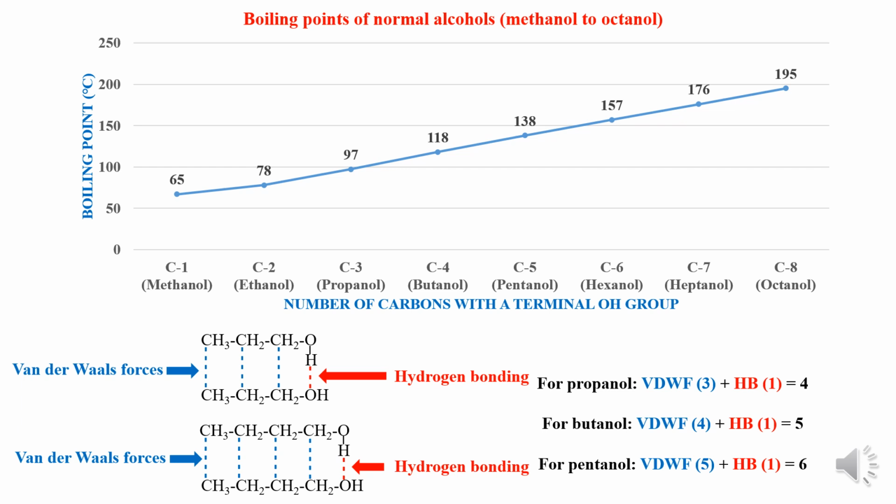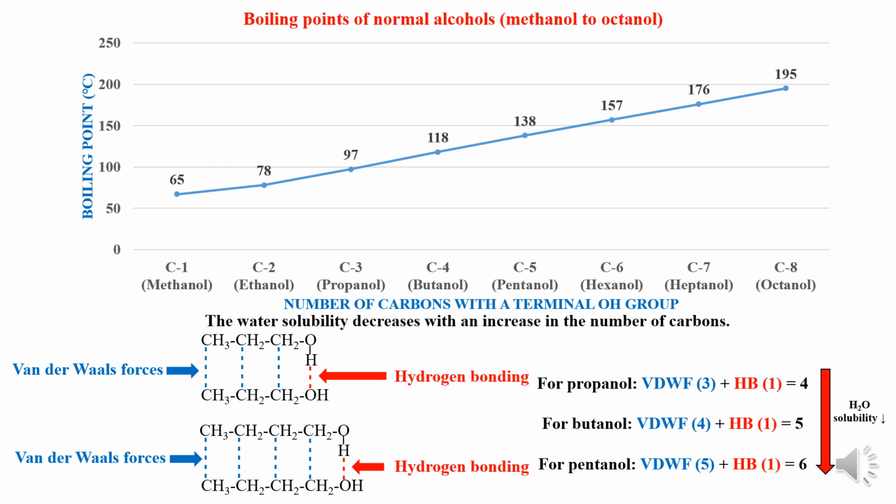So, with the increase in the number of carbons with the terminal OH group in case of alcohols, there is a corresponding increase in the boiling point. But the drawback is that with the increase in the number of carbons, the water solubility decreases. So there are two things happening here. One is a corresponding increase in the boiling point. At the same time, there is a decrease in the water solubility.